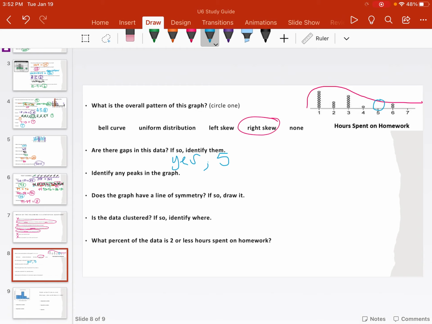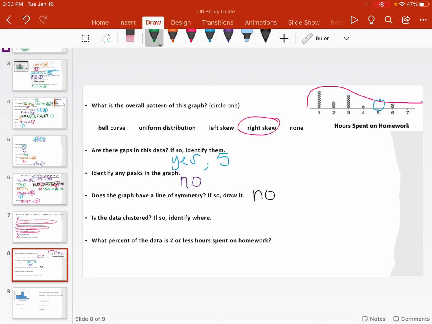Are there any peaks in this? I would say there are no peaks. Remember, it's got to be that mountain. It's the top of the mountain. None of these are quite mountains going up, so no. Is there a line of symmetry? Okay, a skew will never have a line of symmetry. Remember, the two sides, if you drew the line, the two sides left and right would have to match or be really close. So here there is not one.